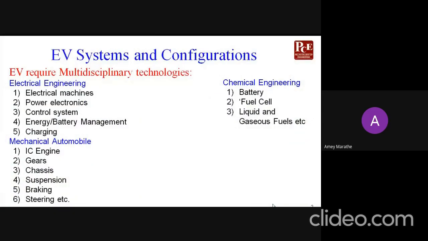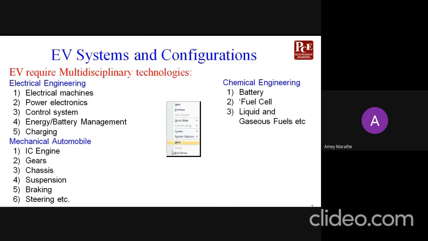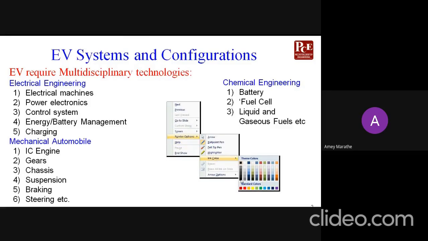All right. So we are talking about EV layouts, and we are going to talk about different configurations of EV. So basically, if you talk about electric vehicles, what is an electric vehicle? It is basically a multidisciplinary technology. When I say multidisciplinary, we are talking about three different branches which are involved in this EV. So if you see, we have electrical engineering. So we have students from electrical engineering who can also play a part in this.